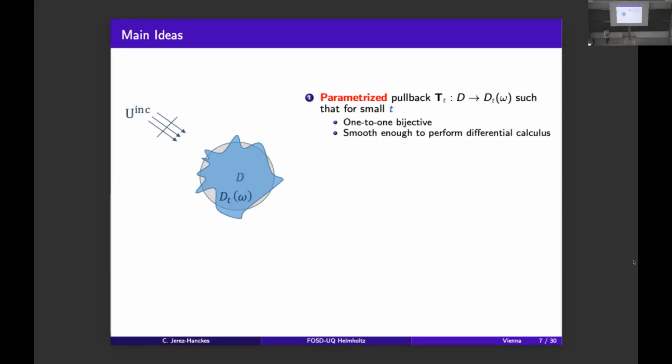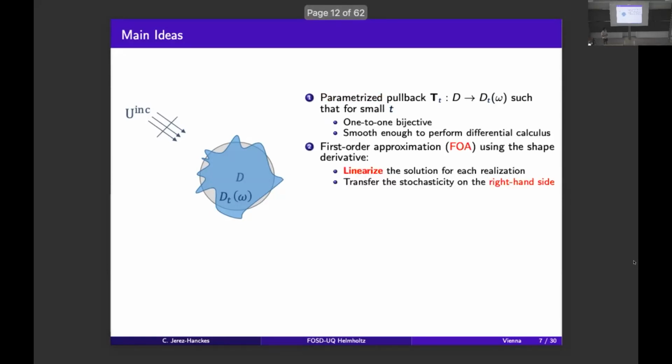realization omega, where we need to have a one-to-one bijective mapping, and this is smooth enough to perform differential calculus, because the other element that we will be using are the shape derivatives of the solutions. And the idea is, in fact, to do a first order approximation using the shape derivative. That means linearizing the solution for each realization and transfer.